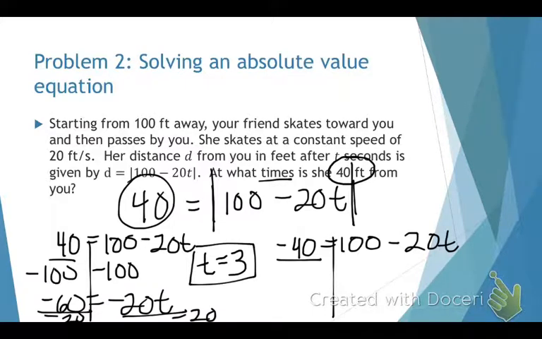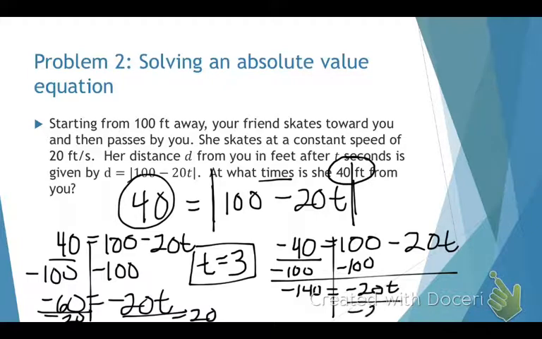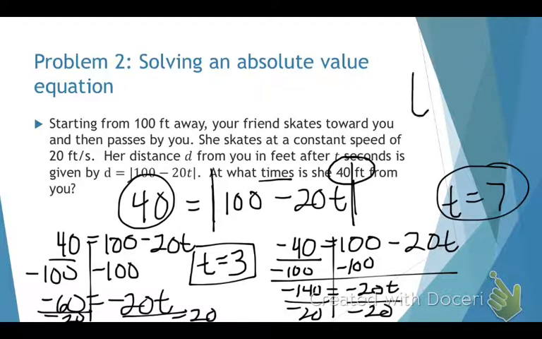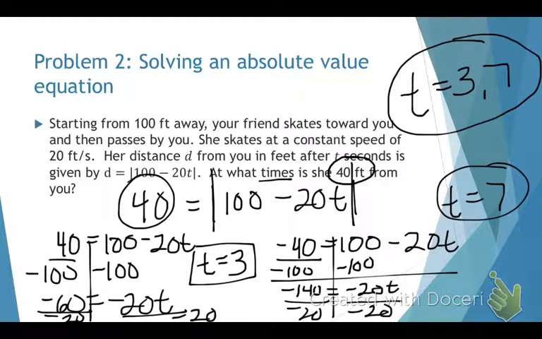There is one answer. For my second one, I subtract 100, and get negative 140 is equal to negative 20t. When I divide by negative 20, I end up with t is equal to 7. So this is an example of where when I solve an absolute value equation, sometimes I have the same value and sometimes I have two different values. This is an example of two different values.